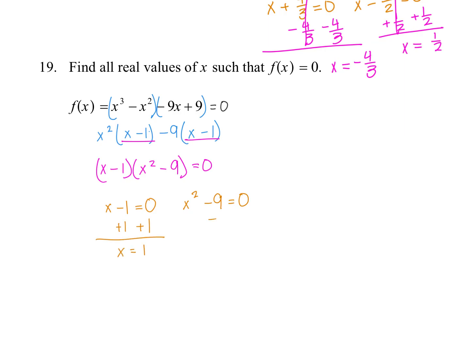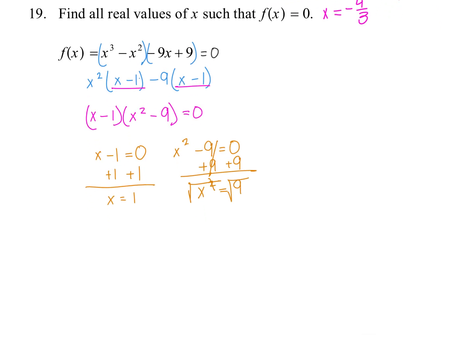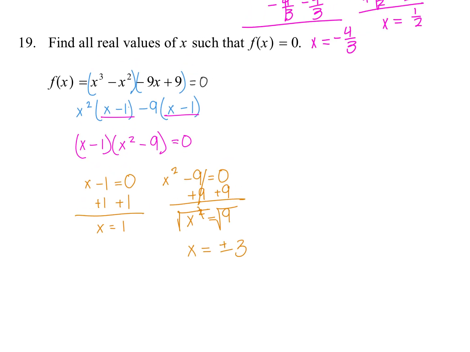And then in this case, I have to do a little bit more. So add 9 to both sides. X squared equals 9. I'm then going to get rid of that squared by square rooting, and I'm going to end up with x equals positive or negative 3. So I'm going to have 3 answers for this one. I'm going to have x equals 1, negative 3, and positive 3.